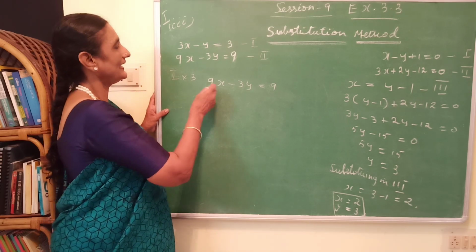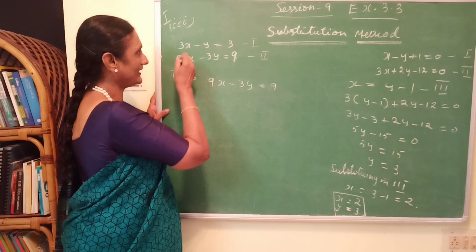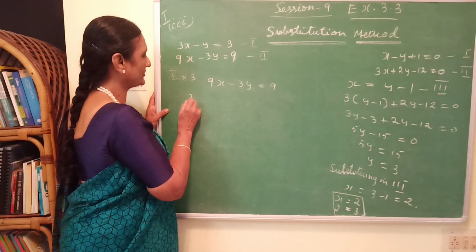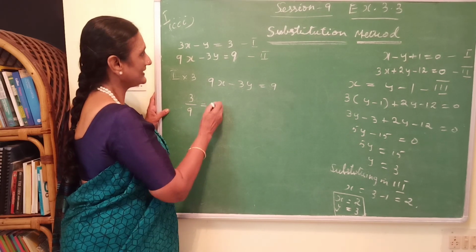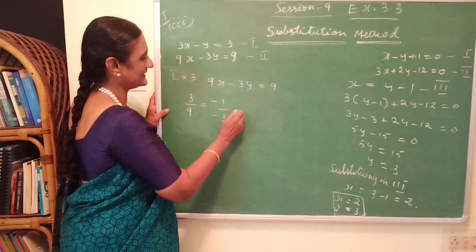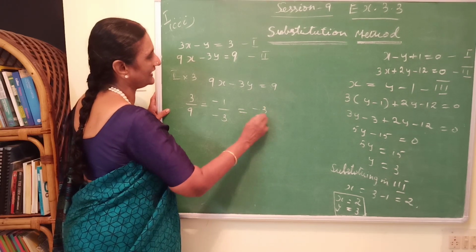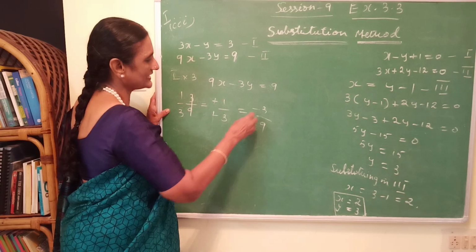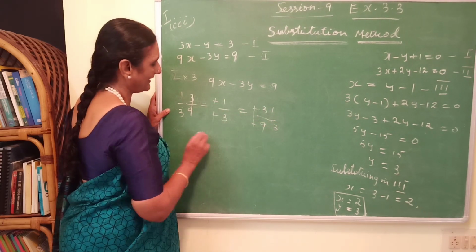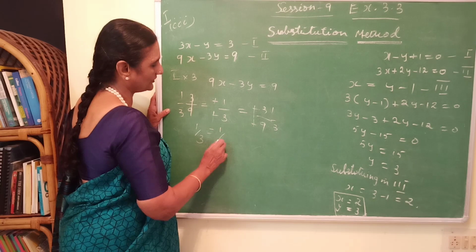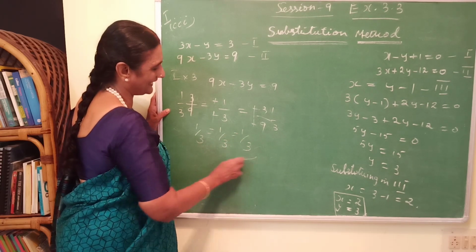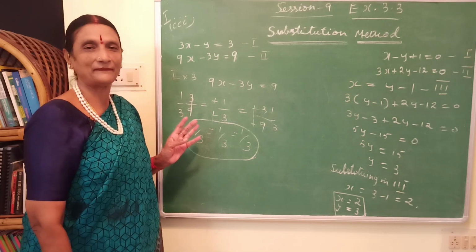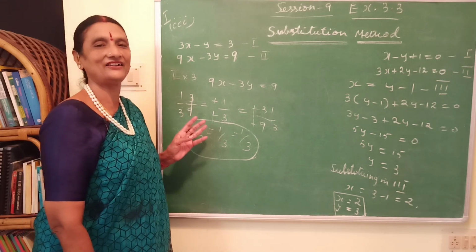Now, 9x minus 3y equal to 9, and coming to the same argument, you will get a1 by a2 is equal to 3 by 9 is equal to minus 1 by minus 3 is equal to minus 3 by minus 9. What will happen? This is 1 by 3, this is 1 by 3, this is 1 by 3. Therefore, 1 by 3 equal to 1 by 3 equal to 1 by 3. Therefore, there are infinite solutions. That means the equations are consistent and infinite.